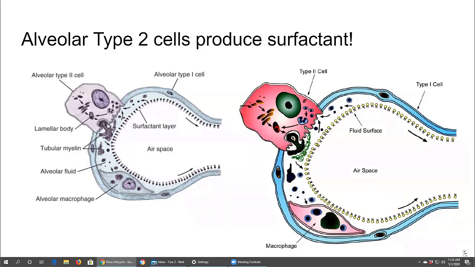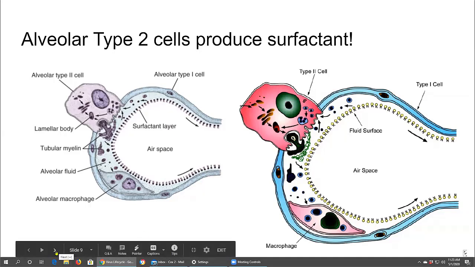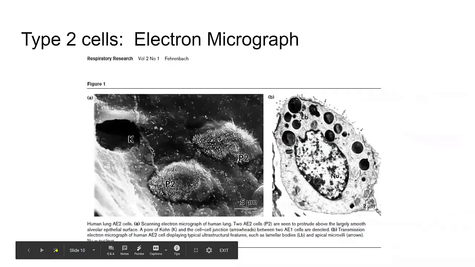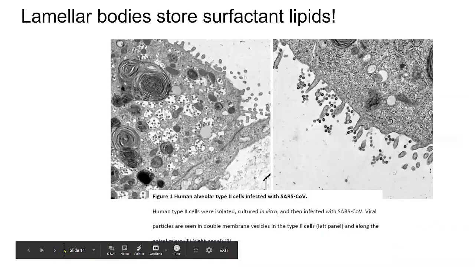And the take-home message is that it's this cell that makes the surfactant. The type 2 cell makes this essential layer, and the type 2 cell is the one that is targeted by the virus because it has the ACE2 receptors. And I think my next slide shows this. Oh, it doesn't. It's the next slide. Let me go to the next slide.